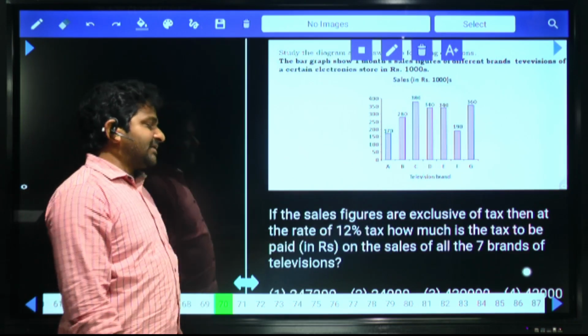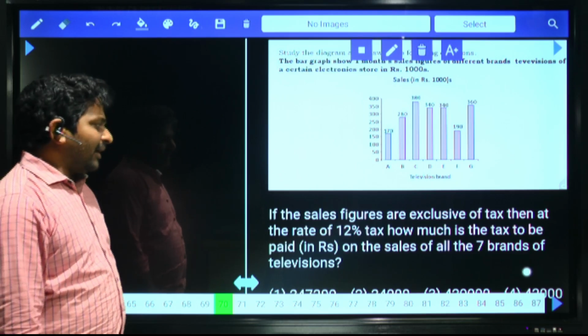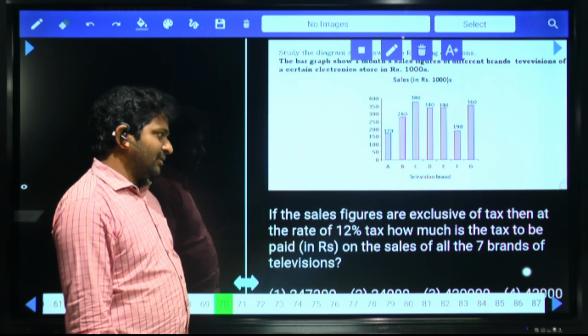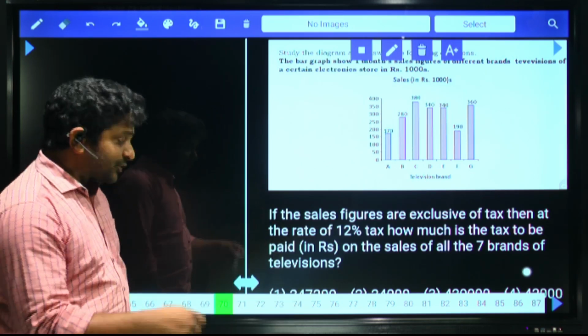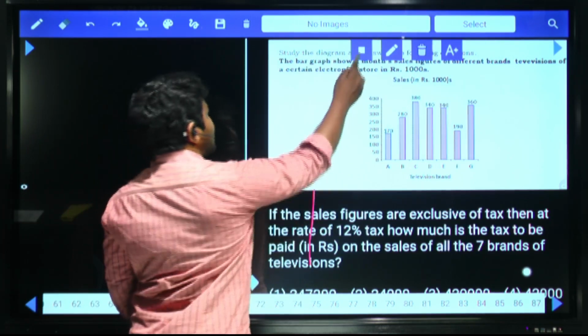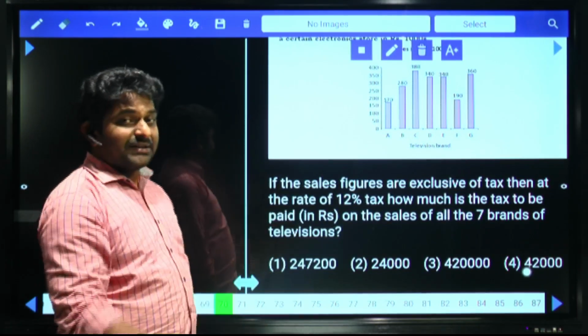If the sales figures are exclusive of tax, then at the rate of 12% tax, how much is the tax to be paid on the sales of all 7 branches' television?